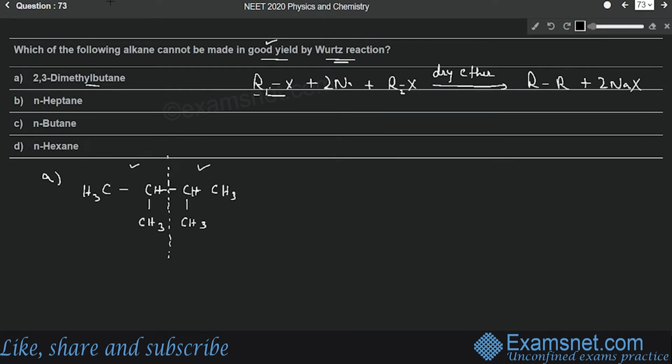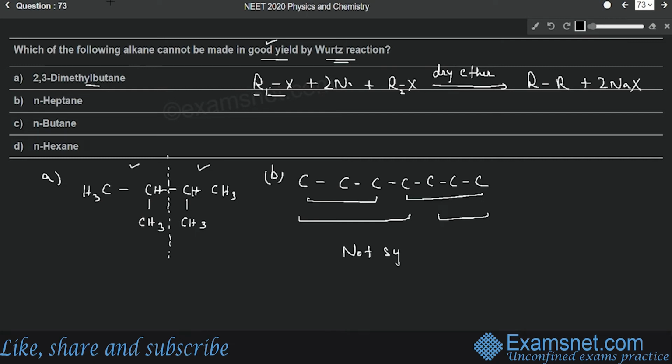Now the next one is n-heptane. Heptane means there will be 7 carbons, right? 1, 2, 3, 4, 5, 6, 7. Now how can we divide it into two equal parts? If this side we take 4, then this side only 3 will remain. So this cannot be divided into equal parts. So this is not symmetrical, that means this will not be produced in good yield. So n-heptane will be the answer because it is asymmetrical and others are symmetrical.